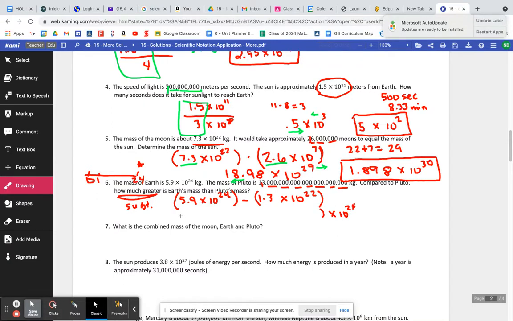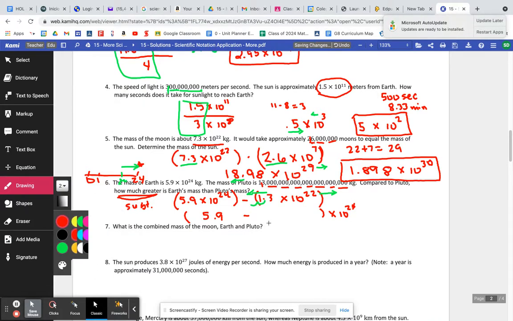By doing that, this one is already good. That is times 10 to the 24. But I do need to fix the 1.3. So let's get to fixing the 1.3. Right here is 22, and my goal is 24. So that 22 is going that way twice. So this decimal is going that way twice. Once in front of the 1, twice puts an extra 0 there. So we have 0.013. Now I can do the subtraction.